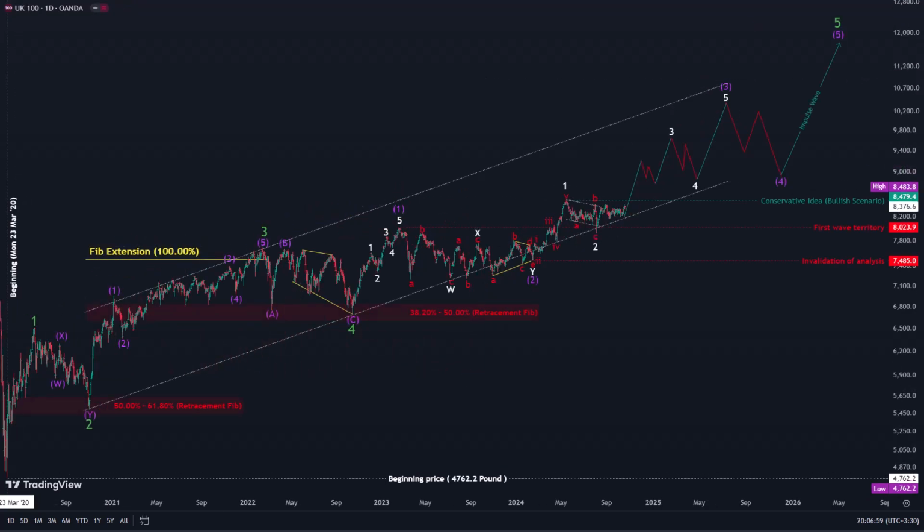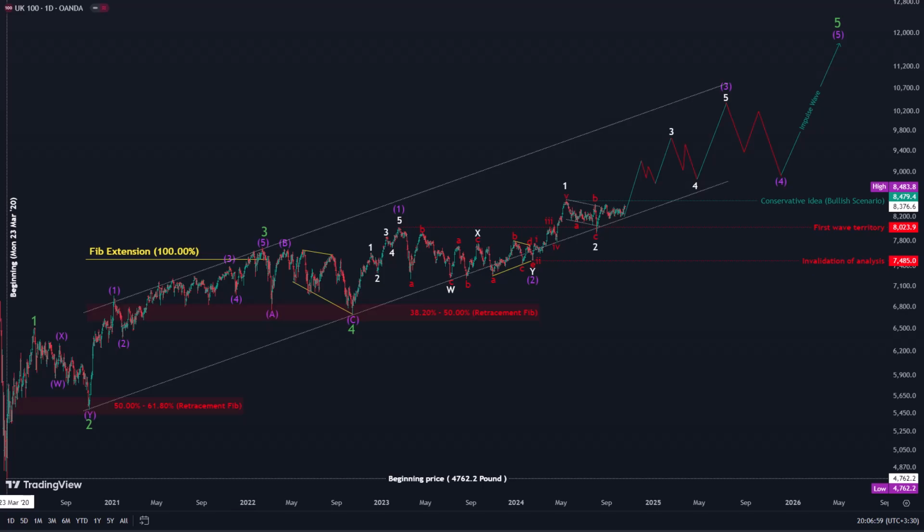To gain a clearer understanding of the wave structure, let's examine the daily chart. Here, we see that the second wave retraced between the 50% and 61.8% Fibonacci levels, while the third wave is nearly equal in length to the first wave at the same degree.